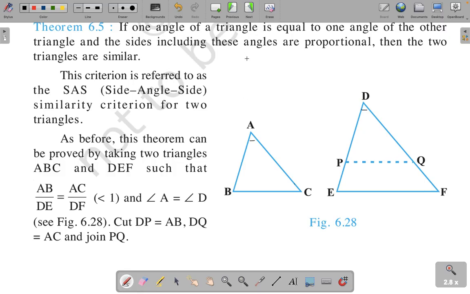Okay, so what you are given, angle A is equal to angle D, then AB upon DE is equal to AC upon DF. Right. So again, what you can do, the same thing. So take a point P such that DP is equal to AB.